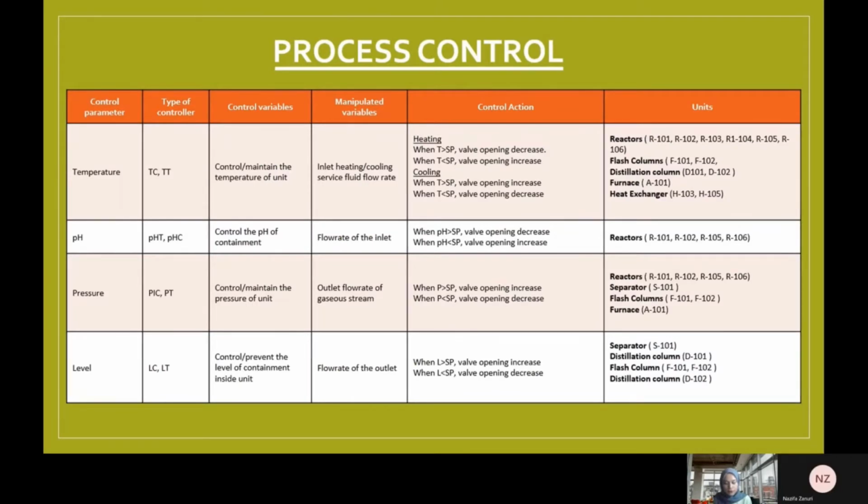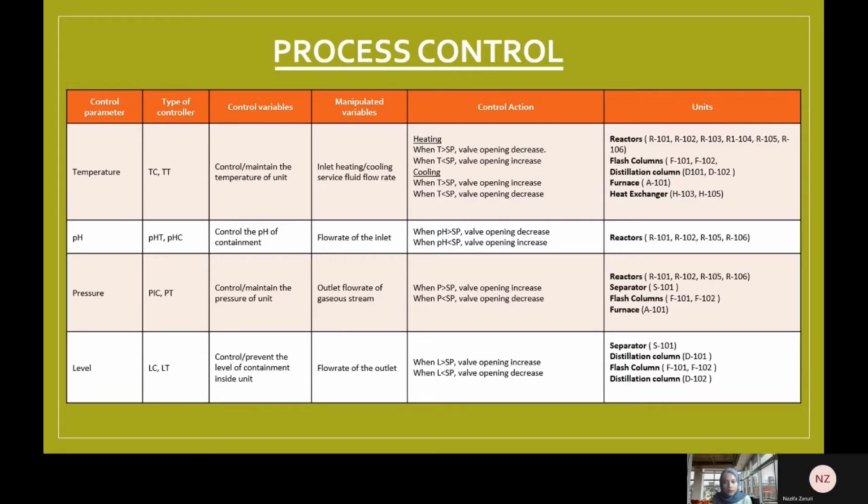Next is process control. The objective to implement a control system is to ensure the safety of the plant and to achieve a stable production rate as well as desired product quality. In this table, we have 4 control parameters, which are temperature, pH, pressure, and level controller.